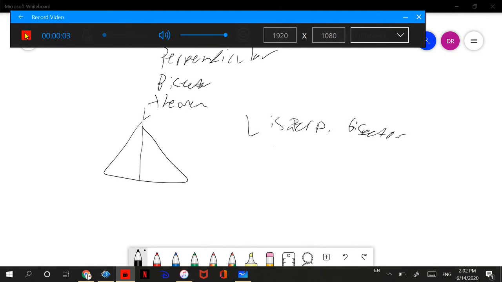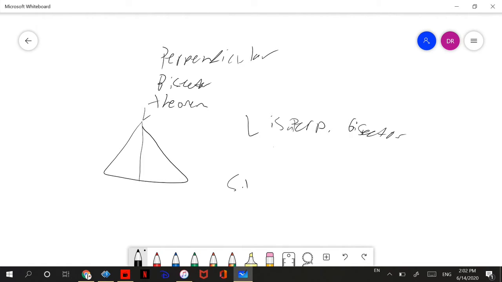In this video, we will be proving the perpendicular bisector theorem. So we have the two-column proof, statement and then reason on the right.